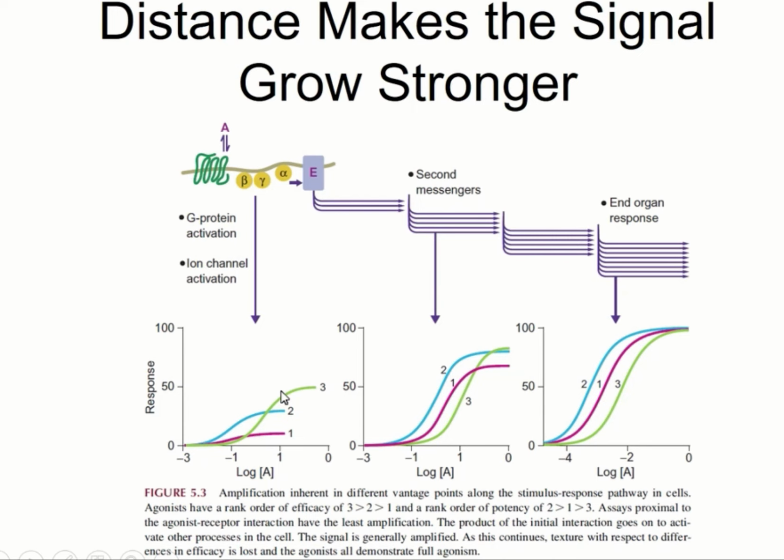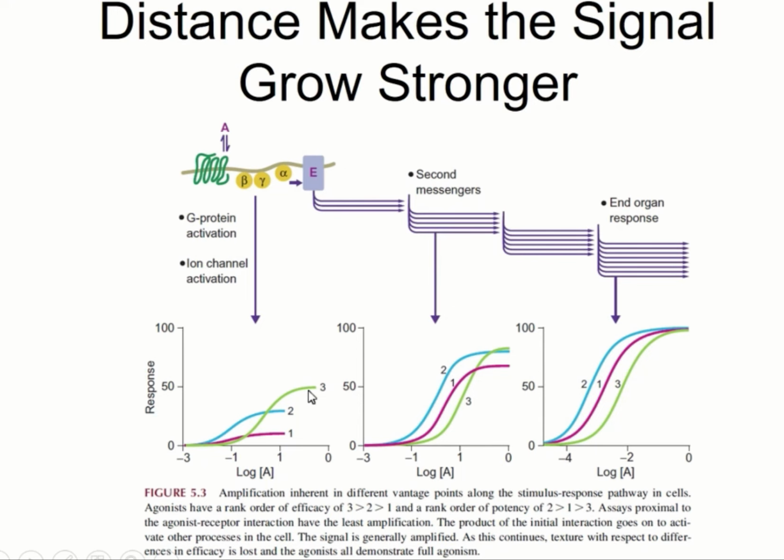If we go a few steps down the line and we measure second messenger production, so think of this as like cyclic AMP production, now the efficacies are a little closer to each other. 3 is still the most efficacious, but 2 is very, very close, and 1 isn't that far behind, whereas initially 1 was far, far lower than agonist number 3.